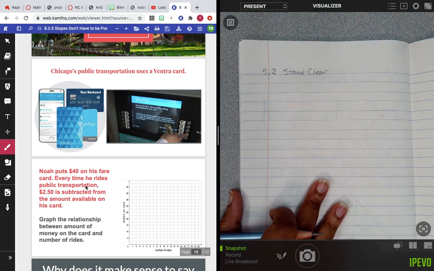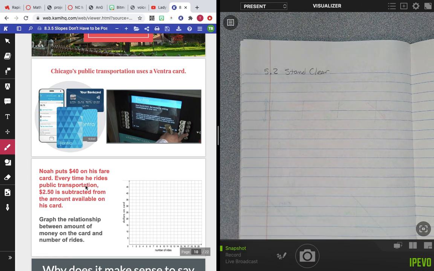And so we can use what we've been doing today with slope and lines and graphing lines and writing equations for lines to help demonstrate real world situations and relationships to give us a better idea as to how to handle, like in this case, finances.